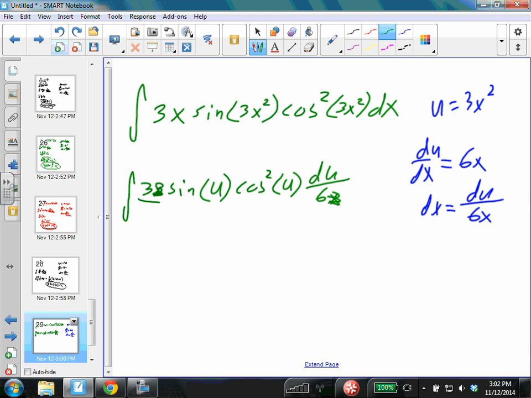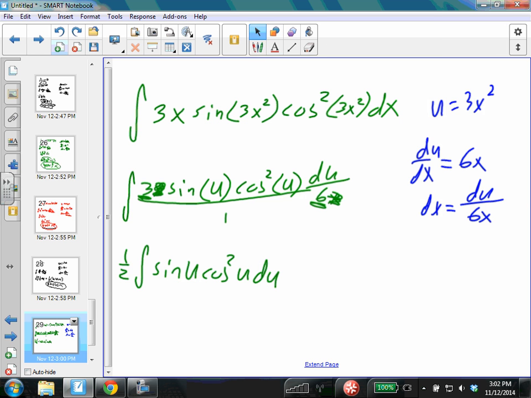But now notice that we have a 3 on top and a 6 on bottom. So the x's are gone. If I pull out the 3 over 6, I can just call that 1/2 sine u cosine squared u du. Okay. What's the antiderivative of that? Well, there are two things still being multiplied together, which leads me to believe that the chain rule was used yet again, right?